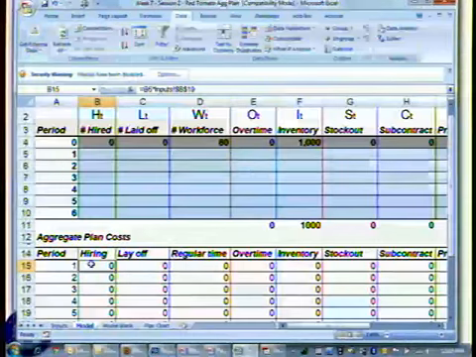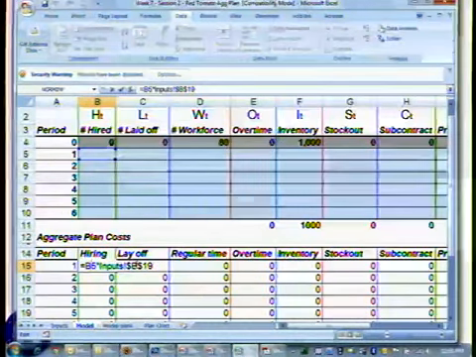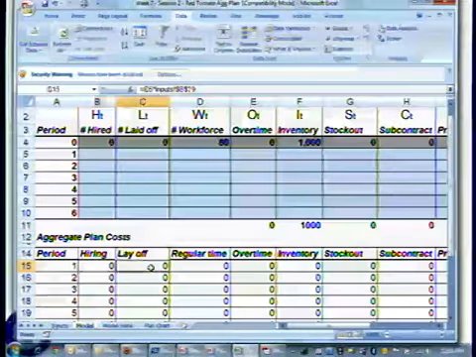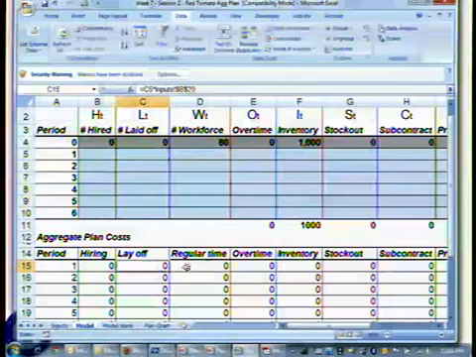The cost of hiring is simply going to be this input, which refers to the cost of hiring one worker. B5 is what the solution will optimize as the number of people hired. Very much like the example I used for Namias. For laid off, same thing. The number of people laid off multiplied by the cost of laying off per worker.